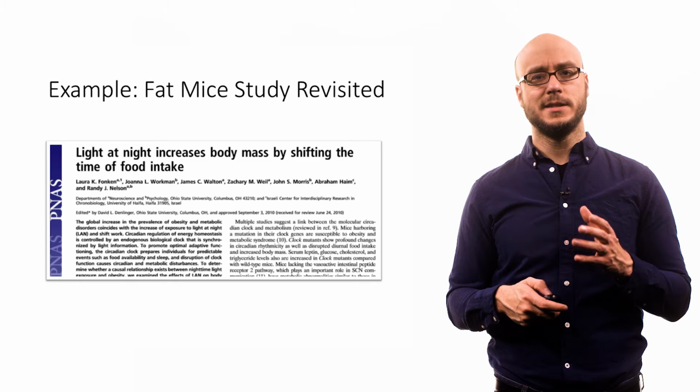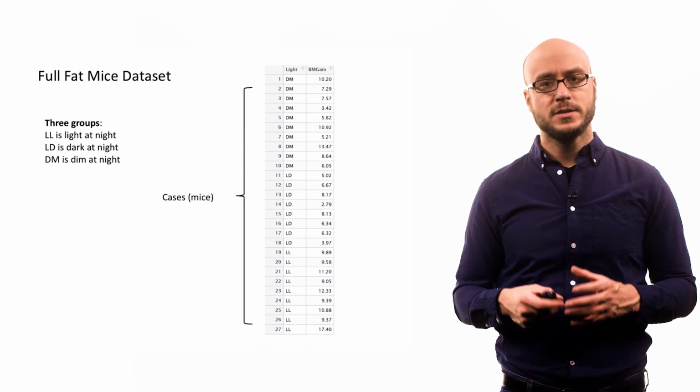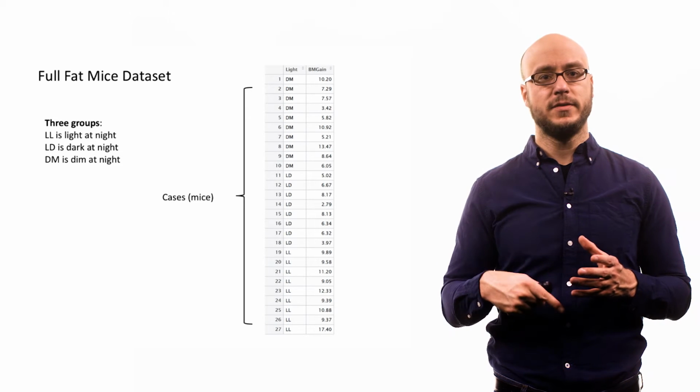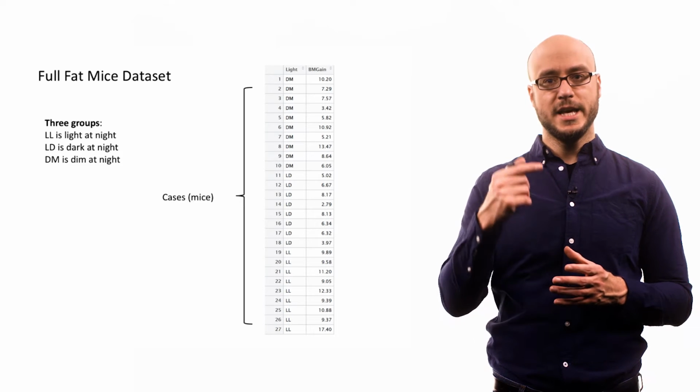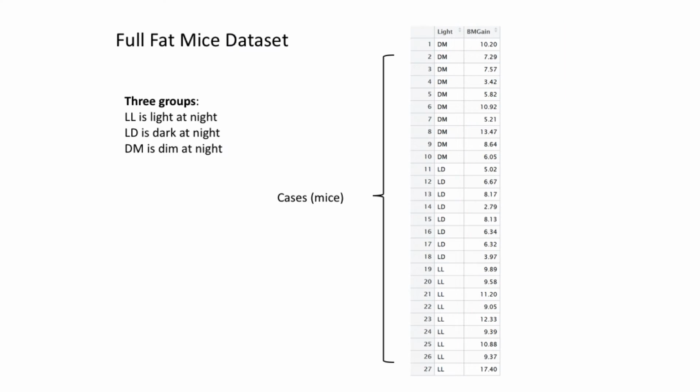So let's look at this data set again. And this is, again, a real published data set. This is based on real research. This got a lot of press, and here's the abstract for the study. So let's look at the data set. We can see that we have 27 cases, 27 rows. Each row is a different mouse. And we can see that we have these 2 variables. We have the outcome variable, the grams gained for each of the mice over the duration of the study period. And then we also have these groups: light-light, light-dark, and DM for dim light at night.